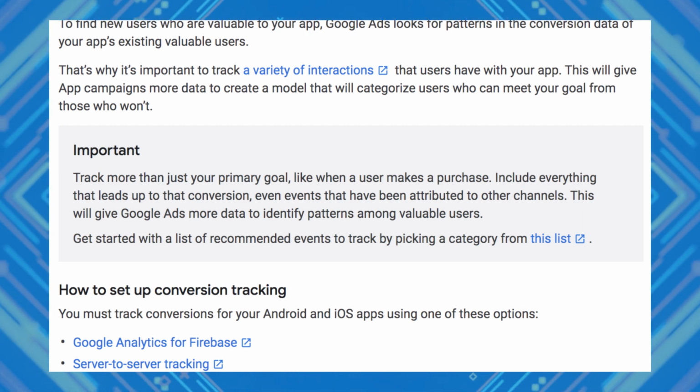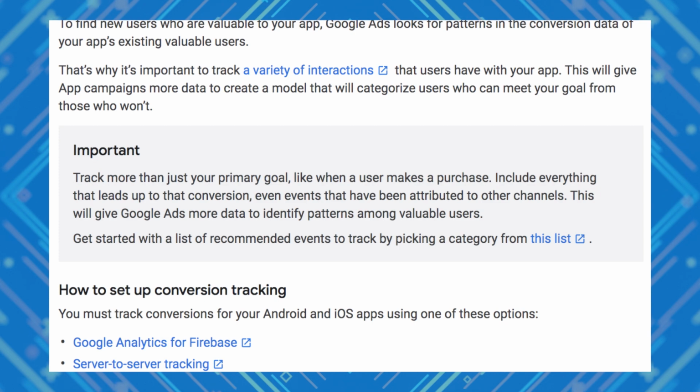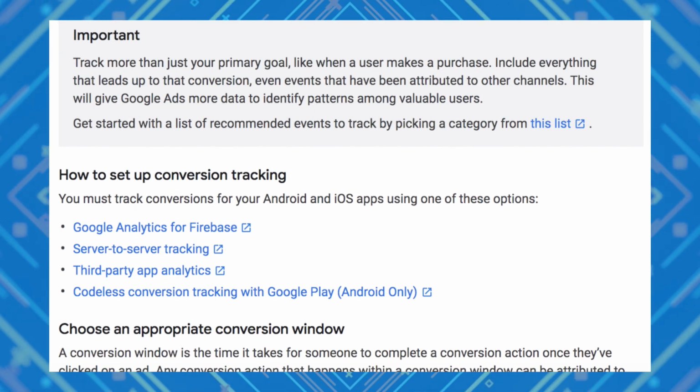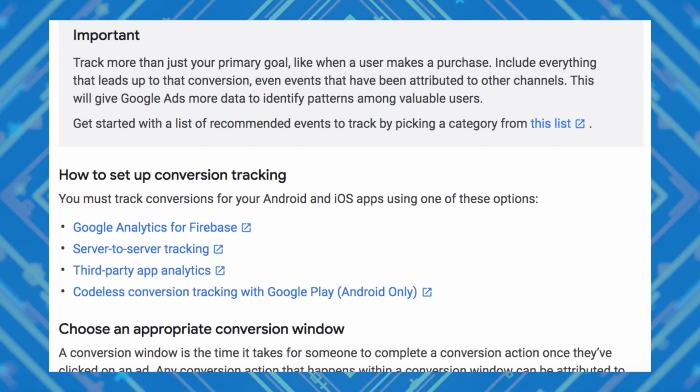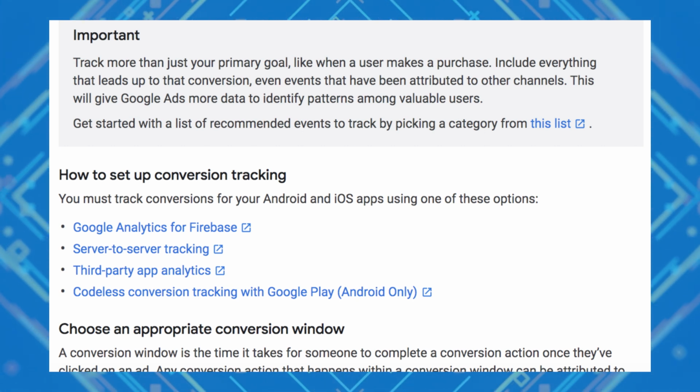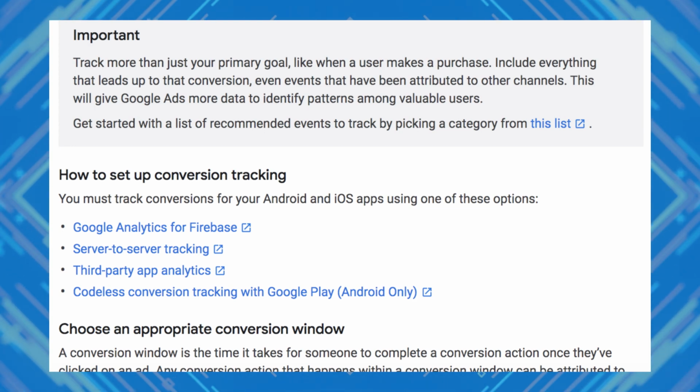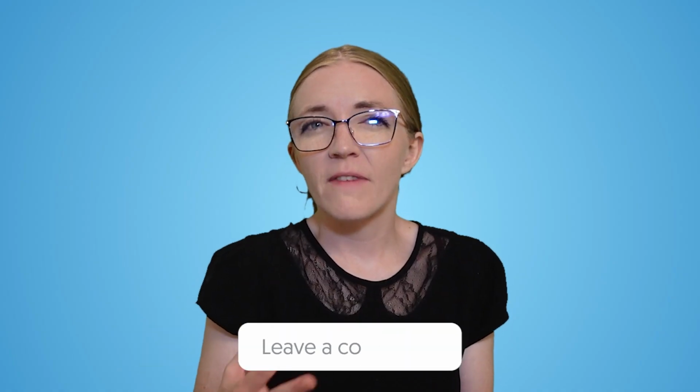You must track conversions for your Android and iOS apps using one of these options: Google Analytics for Firebase, server-to-server tracking, third-party app analytics, or codeless conversion tracking with Google Play, which is on Android only. If you want a more advanced video on that topic, let me know in the comments. So that's how you set up app install campaigns.